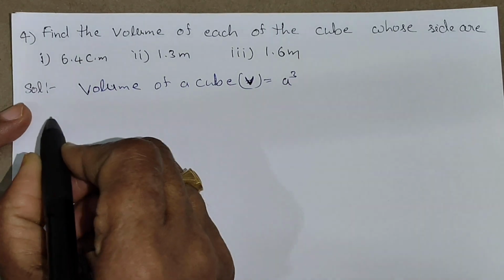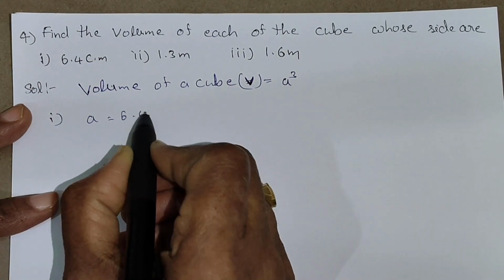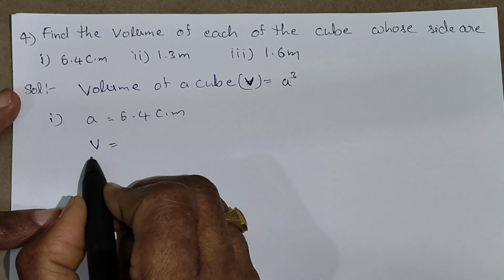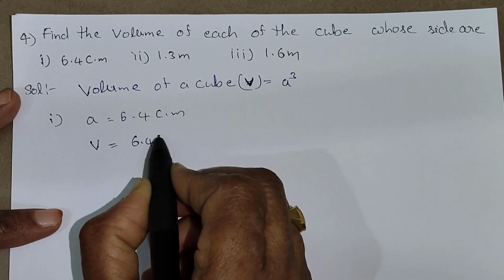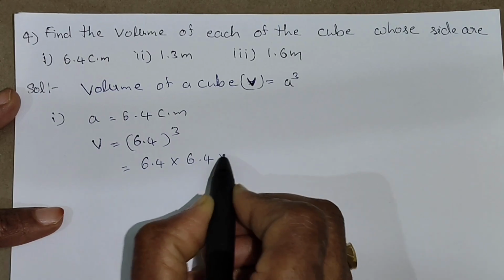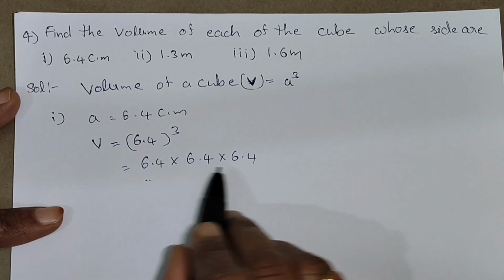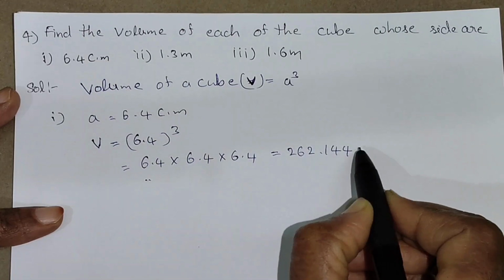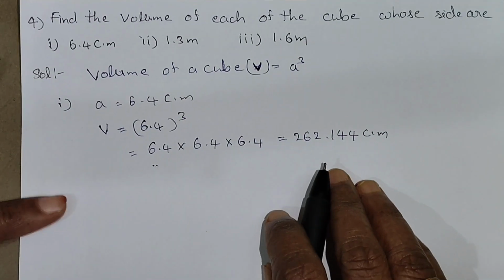First one, a equals 6.4 centimeters. So volume V equals 6.4 whole cube, that is 6.4 into 6.4 into 6.4. Multiplying these three numbers gives 262.144 cubic centimeters. So this is the first one's answer.